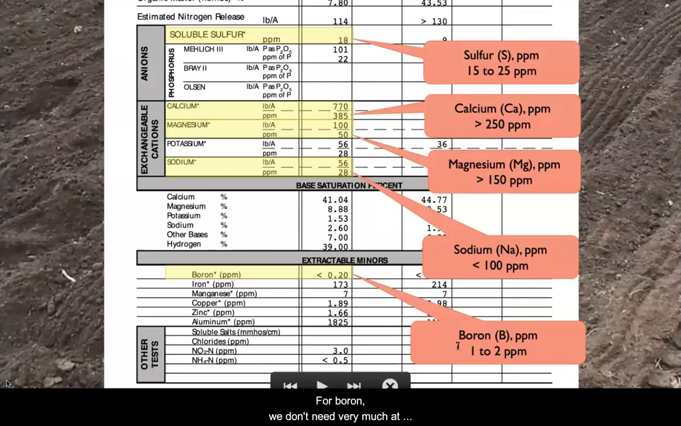For boron, we don't need very much at all. We only need 1 to 2 parts per million. So here it being 0.2 is actually extremely low. A lot of soil samples that you will see from Alaska where it has not been farmed or amended with any fertilizer will be below 0.5. And 0.5 is considered kind of the bare minimum needed for most vegetable growth. So we want to raise that up to somewhere between 1 to 2 parts per million.